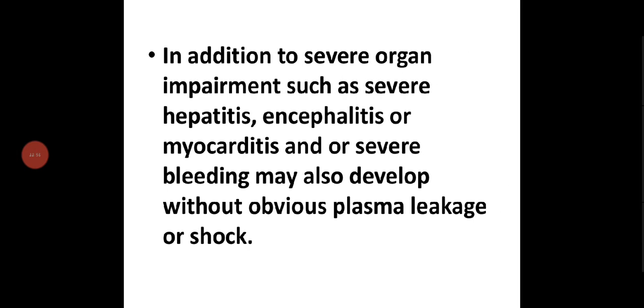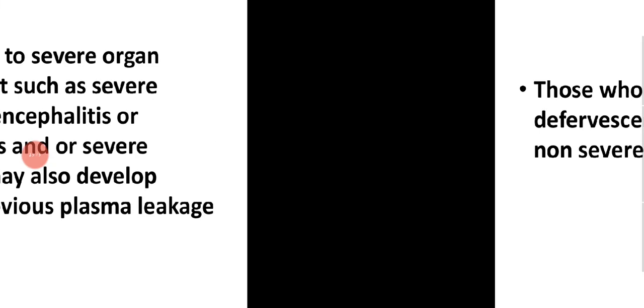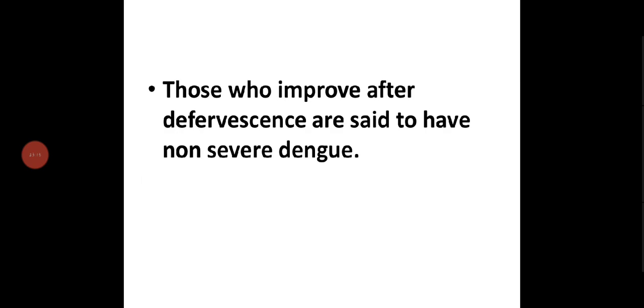Severe organ impairment such as severe hepatitis, encephalitis, or myocarditis, or severe bleeding may also develop without obvious plasma leakage or shock. Sometimes there will be more bleeding without plasma leakage, and sometimes there will be conditions like hepatitis, encephalitis, and myocarditis. Those who improve after defervescence are said to have non-severe dengue. Okay. After defervescence, if there is an improvement in the condition, then it is not severe dengue.